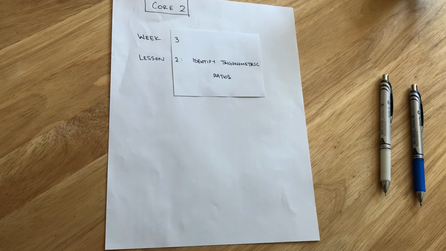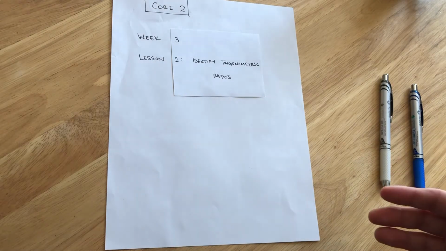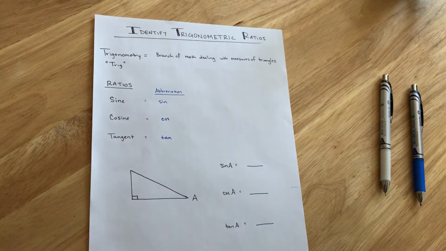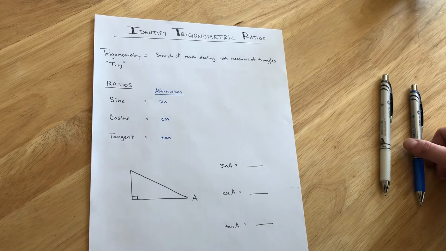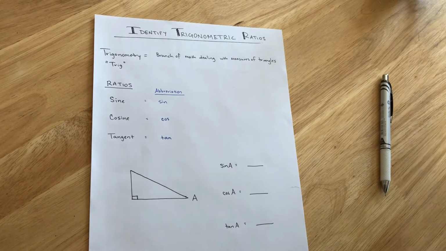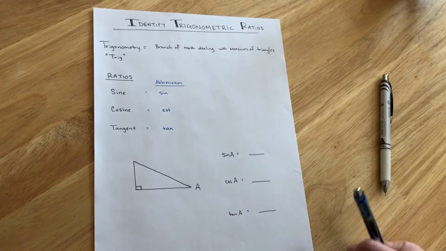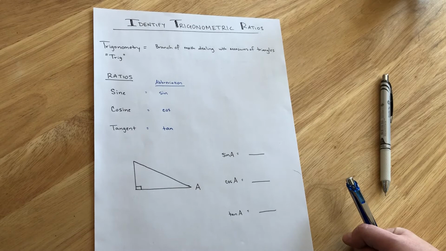So the first thing you might be wondering about is, what is trigonometry? What does that mean? Well, the word trigonometry comes from the Greek, and it means a branch of math dealing with measures of triangles. And so the abbreviated form is to call it trig. So that's what we're going to be working on for a significant part of this semester, right triangle trig.